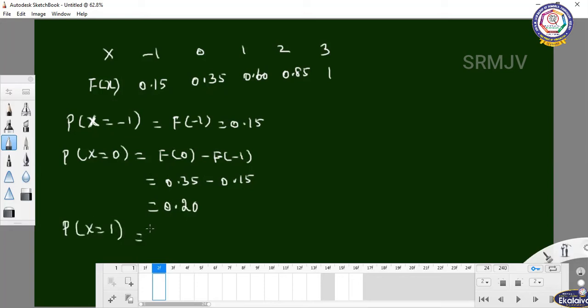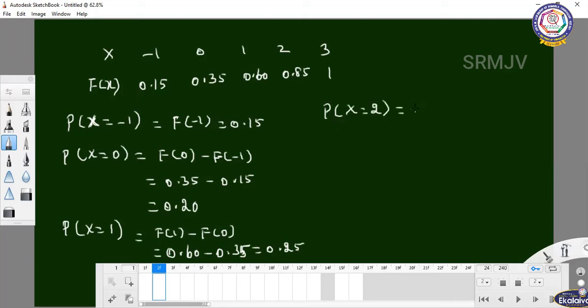Next, P of X equal to 1 is F of 1 minus F of 0, which is 0.60 minus 0.35. So what is the answer? 0.25. Now P of X equal to 2.